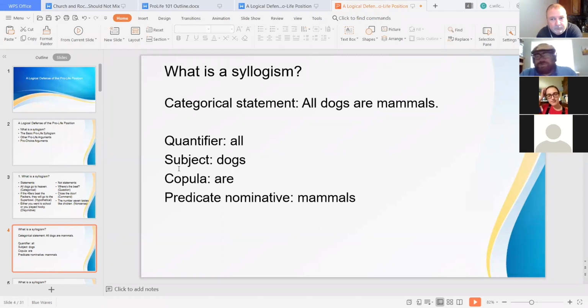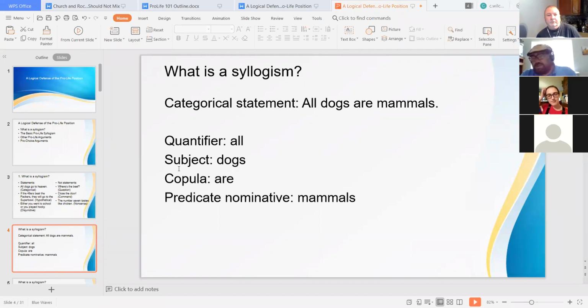Okay, so of those three types of statements I talked about, the categorical statements are the ones that really concern the topic for today. A categorical statement is a statement that affirms or denies something about its subject. So for example, all dogs are mammals is a categorical statement. It's a statement because it has a truth value, and it's categorical because it affirms something about the subject, being dogs, and the thing that it affirms is that they are mammals. Now, categorical statements consist of a quantifier, a subject, a copula, and a predicate nominative. The quantifier being all. The quantifier just tells us how many of the thing we're dealing with.